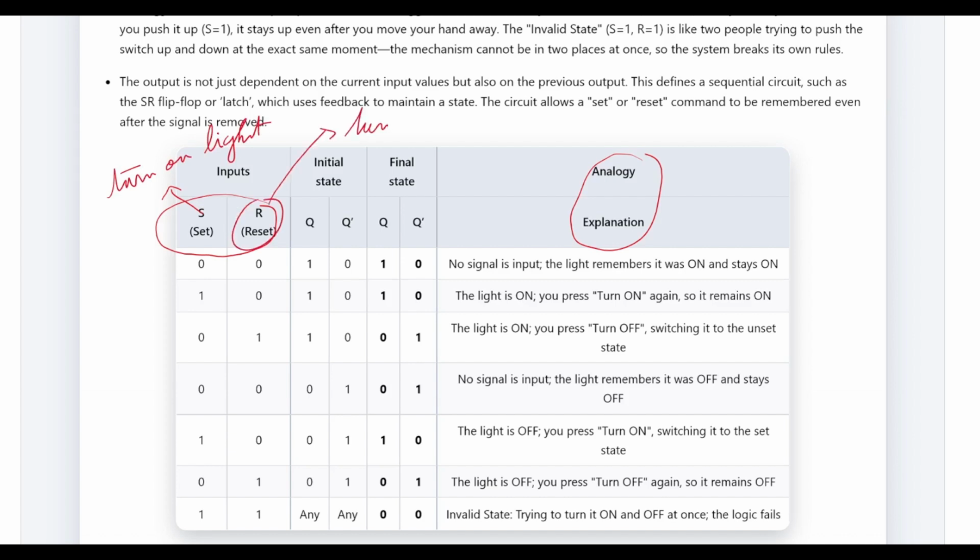This turns off the lights. This is the initial state of the light. This is the final state of the light. If the light is like this, 1, 0, it means it is on. And we will not do anything. We will not turn it on and we will not turn it off. The final state will stay as it is.